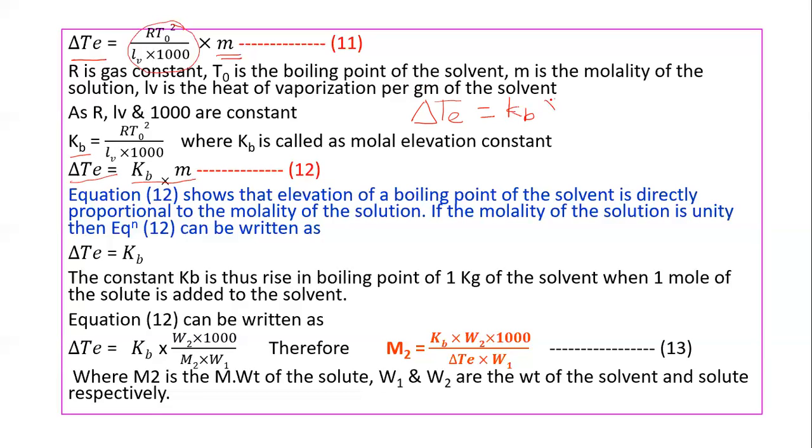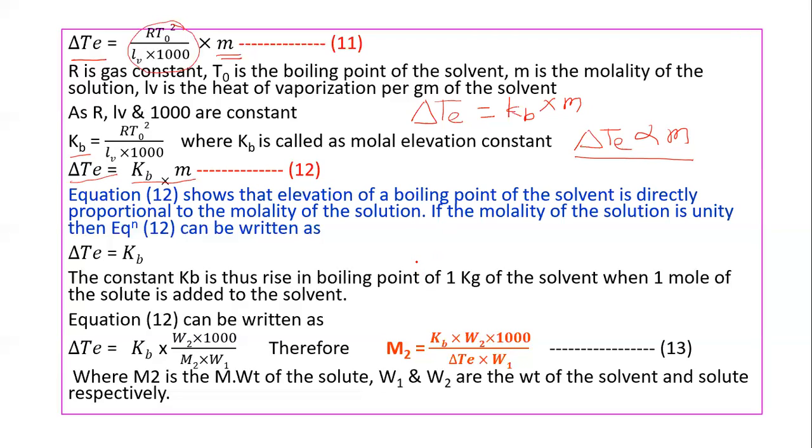KB into molality. Now, as it is a constant, the value cannot be changed. Therefore, we can write here delta TE is directly proportional to the molality. So this is the thermodynamic relation between elevation of boiling point with the molality.